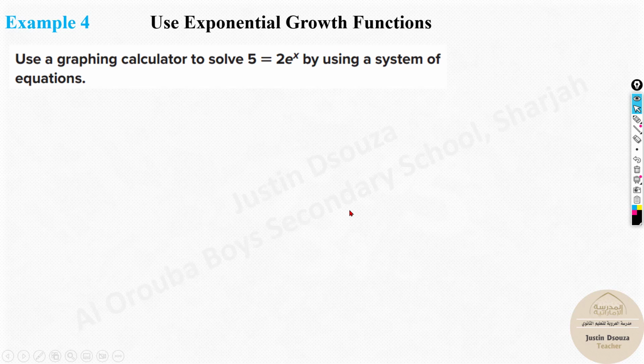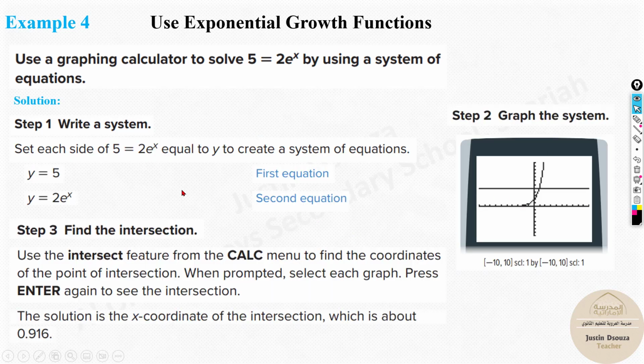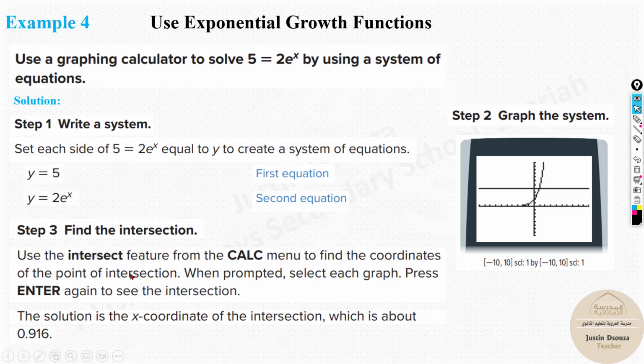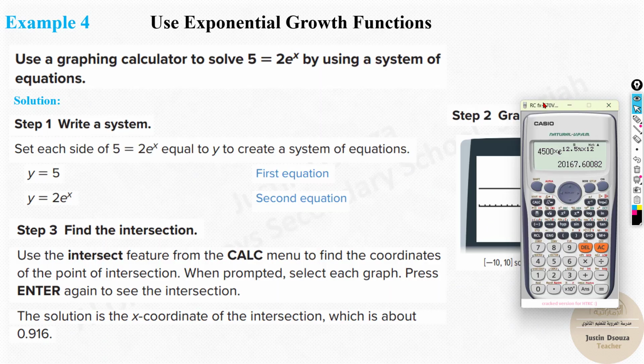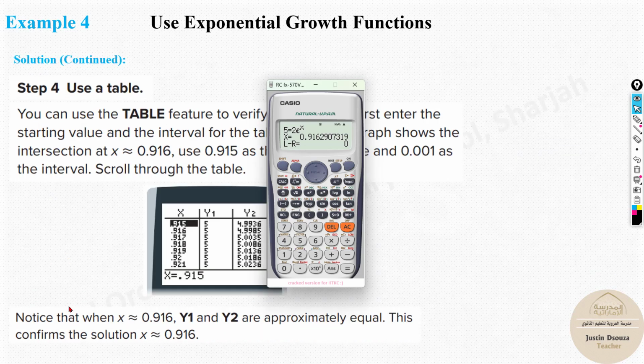Now we will go to example 4. Use a graphing calculator to solve. Okay, now we don't have a graphing calculator here. The graphing calculator is used, but I will tell you how easily you can solve this. You need to solve basically for the x value. Just take a calculator, substitute this equation using alpha and equal to 2e to the power alpha and x. Now you need to just press shift and solve. You will get the answer 0.91629.